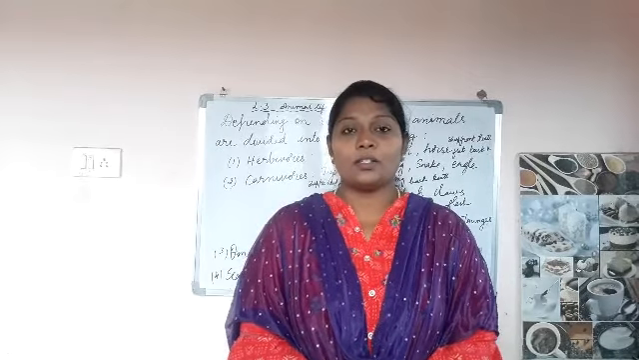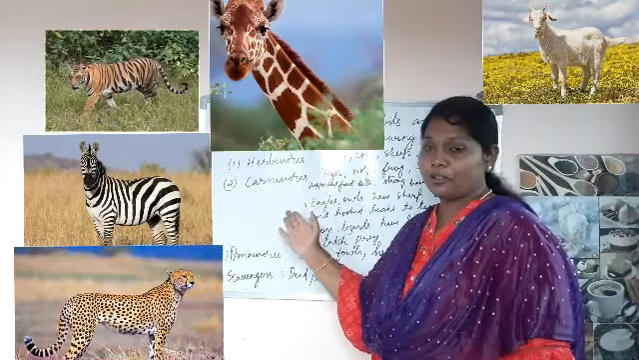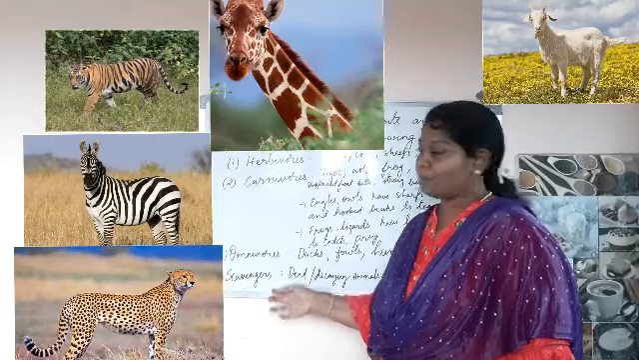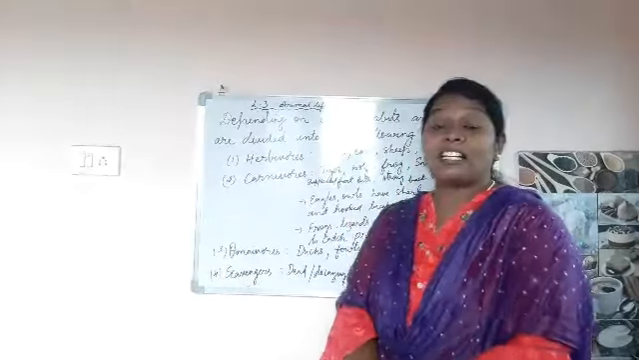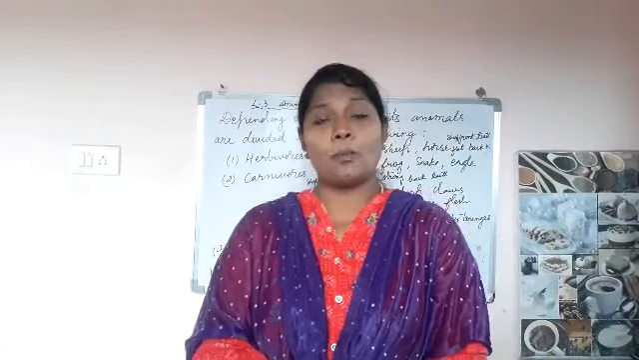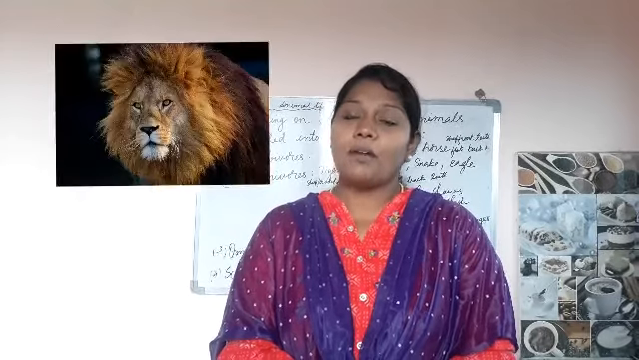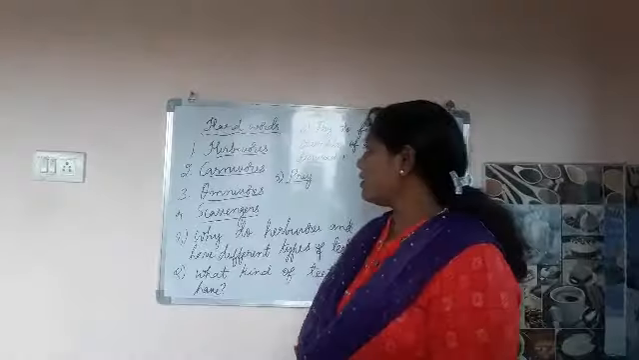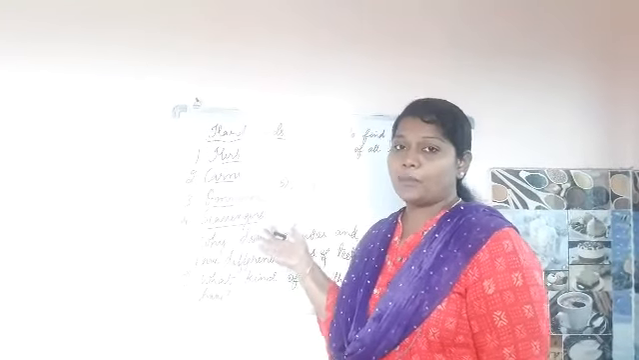Okay, children. So herbivores, carnivores, omnivores, and the scavengers. All these four categories of animals are divided based upon their eating habit. Okay, children. Now we will see the different hard words that we have encountered. We will see a few hard words from the video that we have learned up to now.